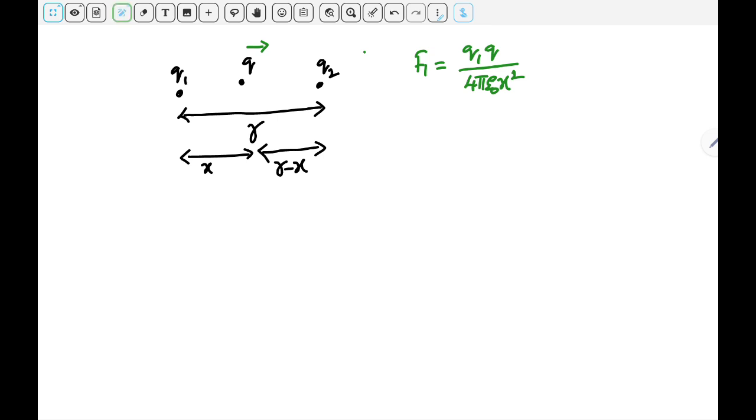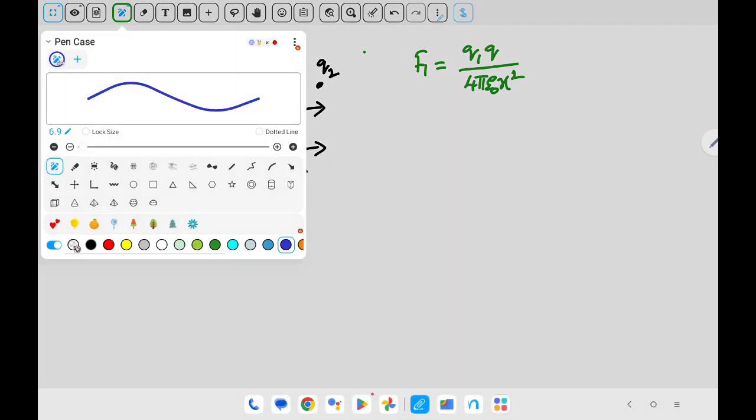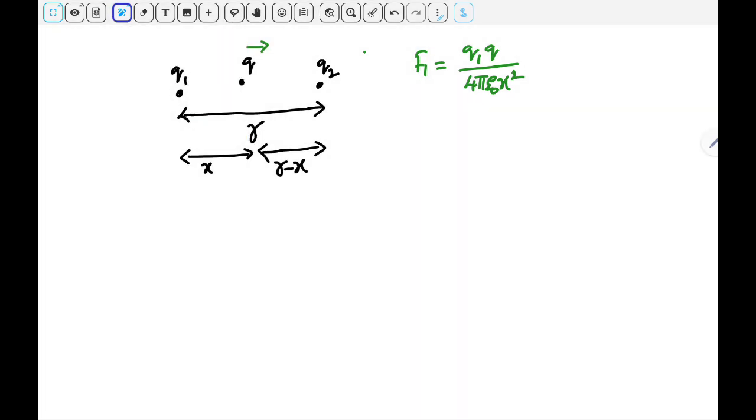What is the next force? The next force is the force exerted by q2 on q. It is actually in this direction. So the expression for that force is F2 is equal to q2 into q by 4 pi epsilon naught. Now the distance between q2 and q is r minus x. Therefore, in the denominator here, you will get r minus x whole square.